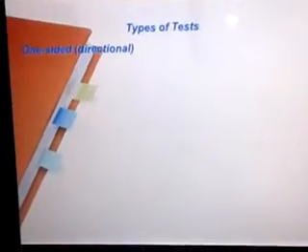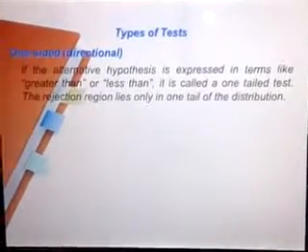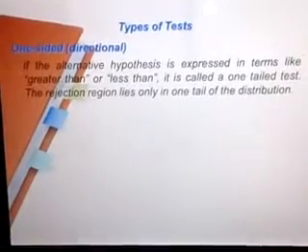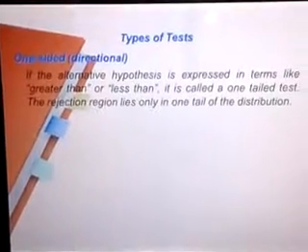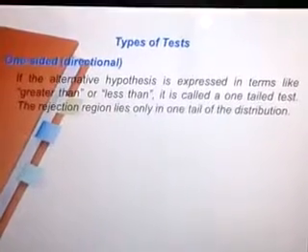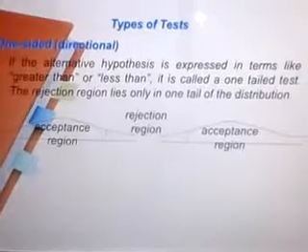So the types of tests: one-sided or directional. If the alternative hypothesis is expressed in terms like greater than or less than, it is called a one-tailed test. The rejection region lies only in one tail of the distribution. So it is shown in our example.